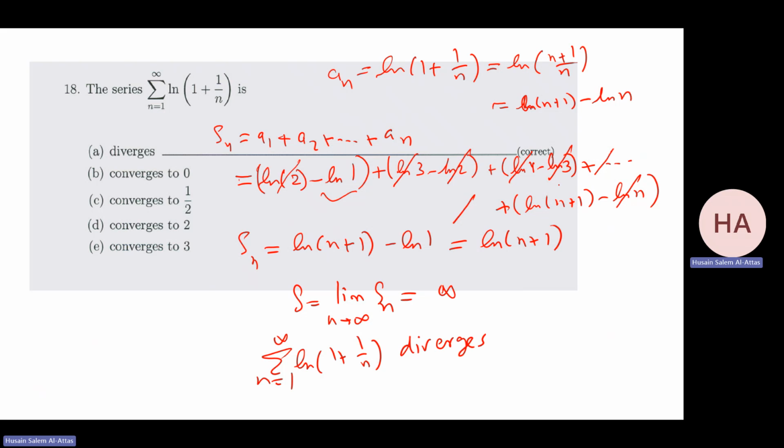Be careful here with the calculation. I'm canceling, this one will be cancelled, the second one. Or you can write it as minus ln n minus ln(n+1). So I have cancelled the second one with the first one. It will be easier, but it's okay. I think both are okay.